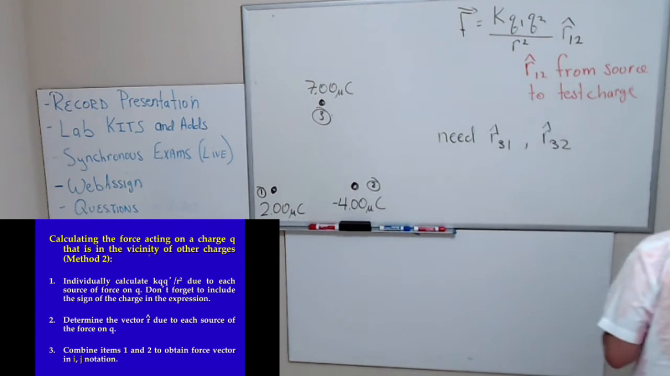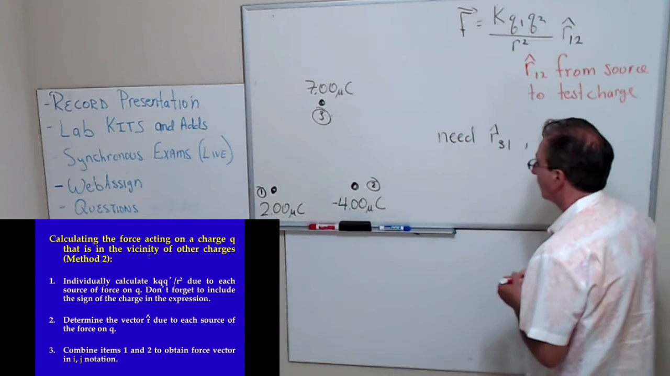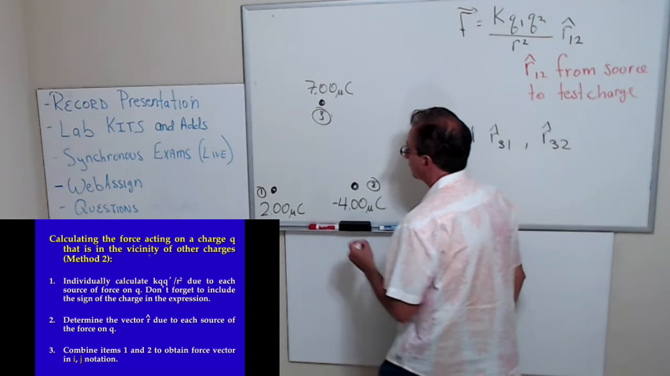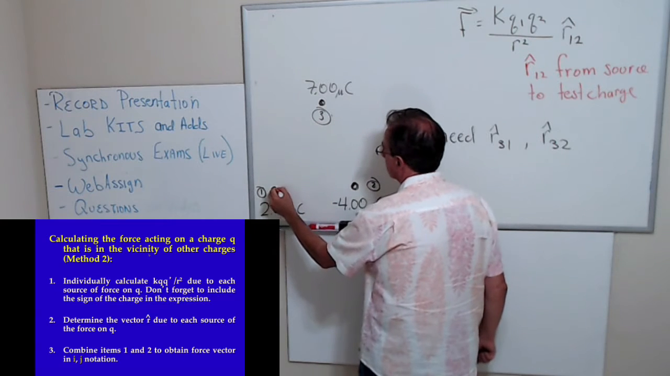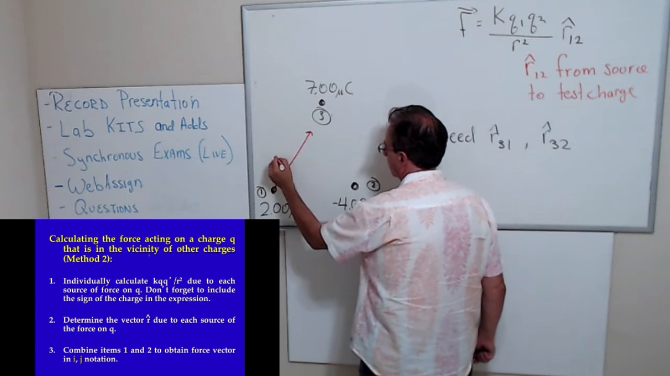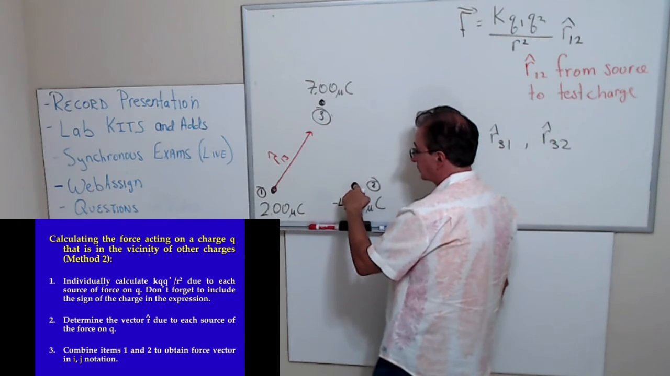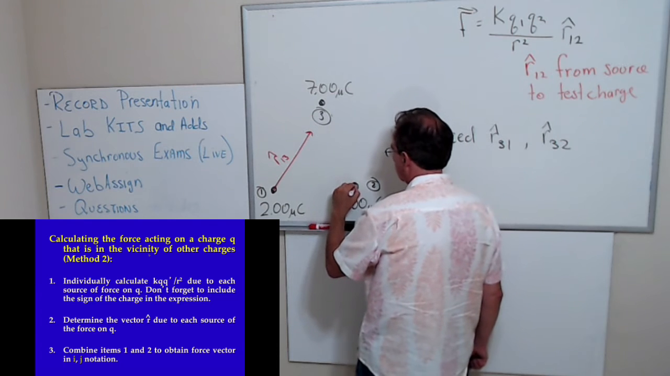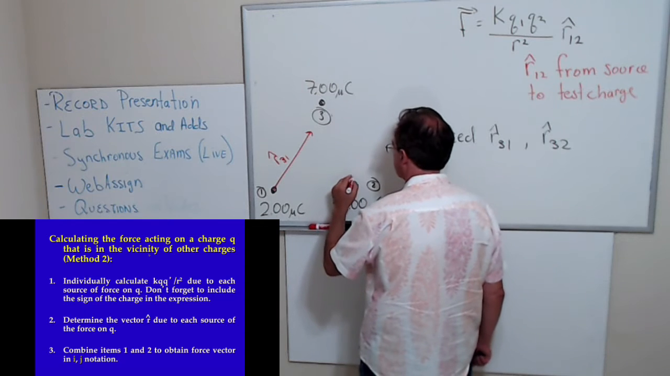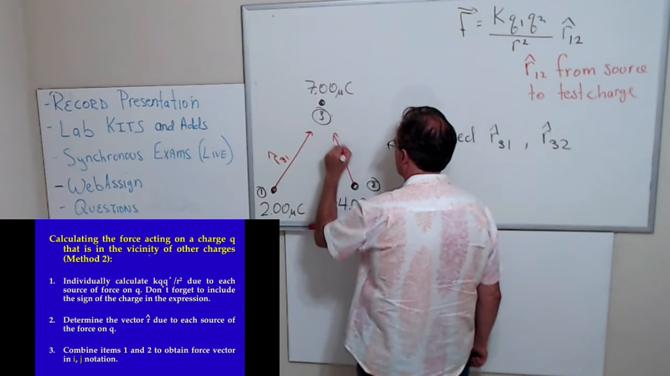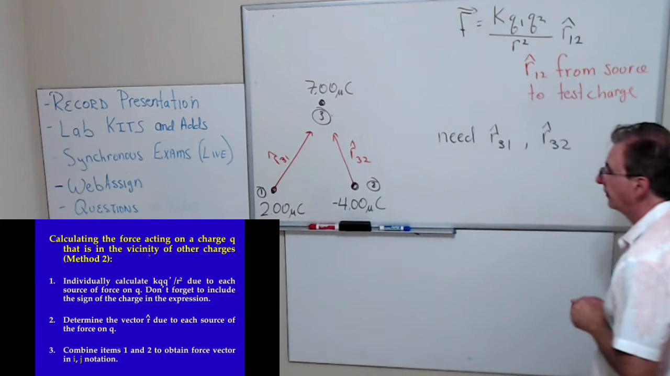So let me draw in the unit vector. We want the vector that goes from 1 to 3. This is the source. This is the test charge. Again, for between these 2, this is the source, and this is the test charge. So those are the 2.